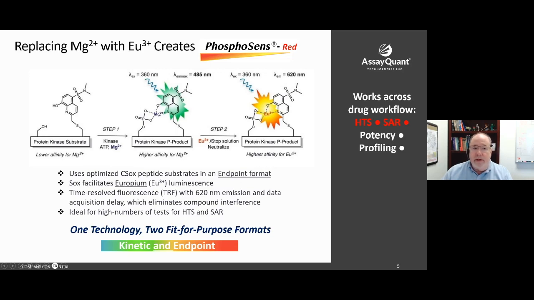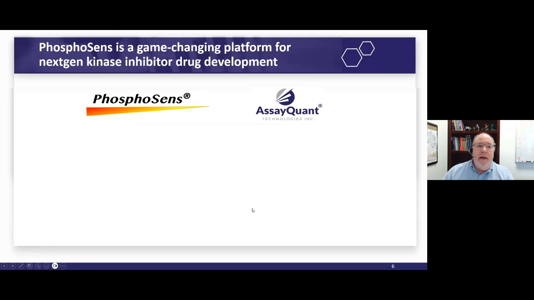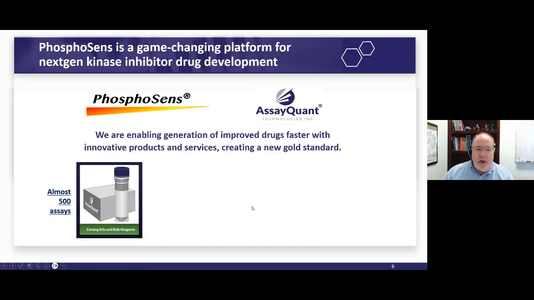So you can actually use this chelation enhanced fluorescence as a method of doing the kinetic read and also for situations where you want to do many plates at the same time and don't have the readers, like high throughput screening or many tests for SAR. You can use the europium format, the red format. So this is actually a game changer here.